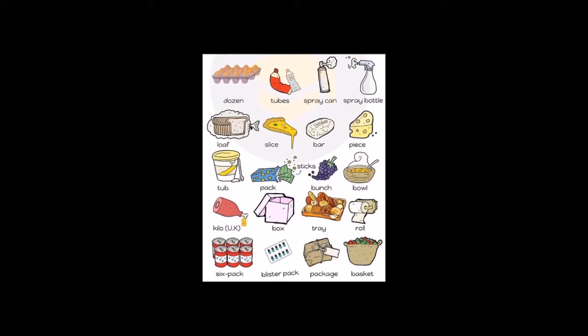And last but not least, we have the basket, which can be just the unit of measure or the element. So we can measure, for example, strawberries by basket. So we can ask for 1 or 2 baskets of strawberries.